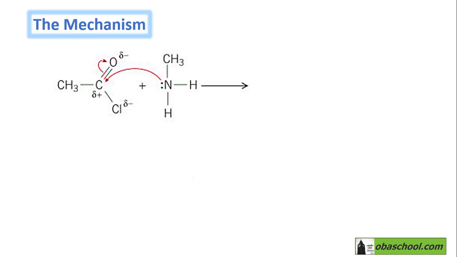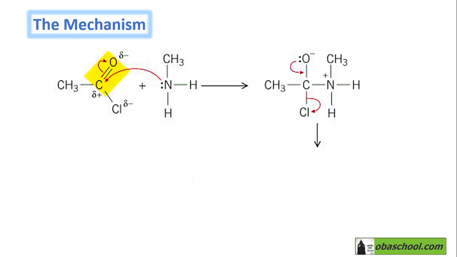So one of the bonds between the carbon and the oxygen will break and a new bond, like you see here, will be formed between the carbon and the nitrogen. The lost double bond between the carbon and oxygen is transformed into a lone pair. Now what will happen after that?